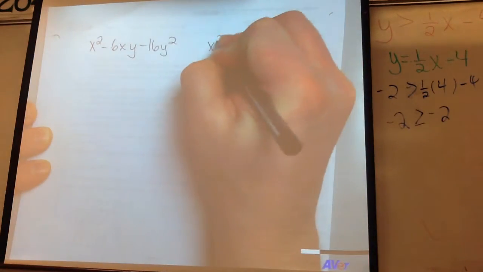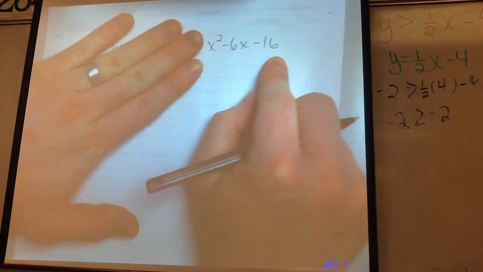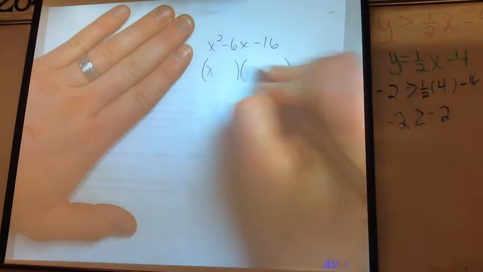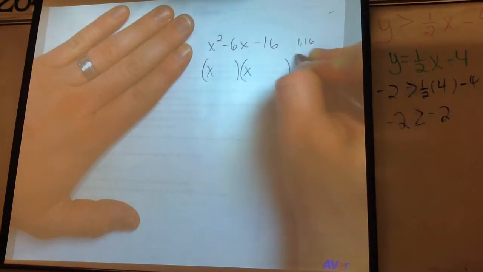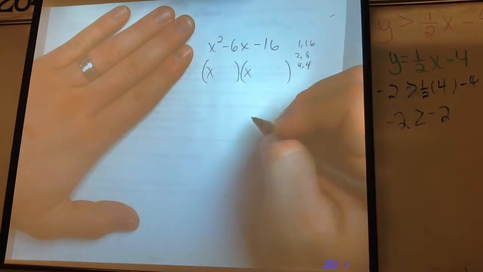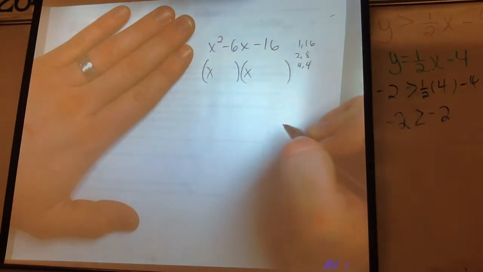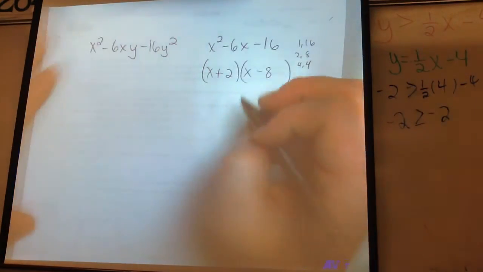Could you factor this? Ignore the y for a second. How would you factor that? x times x is x squared. Figure out what multiplies to 16: 1 and 16, 2 and 8, 4 and 4. Can I make any of those add up to negative 6? Yes, 2 minus 8. So it'd be positive 2, negative 8. Boom, done. Works, right?